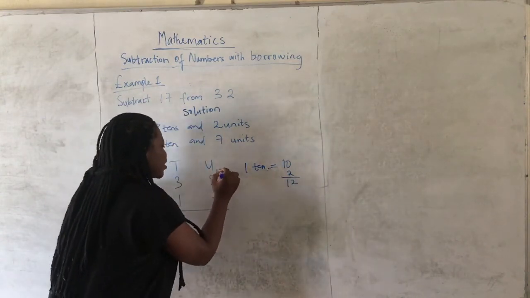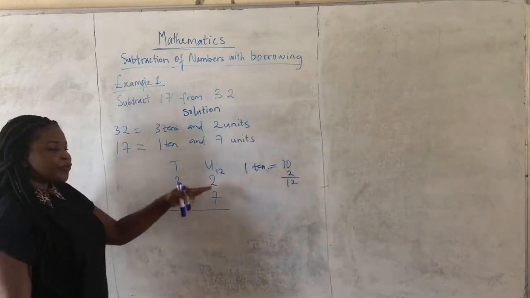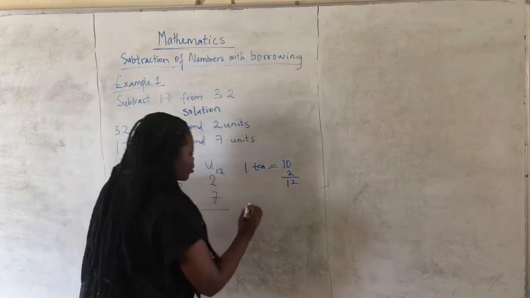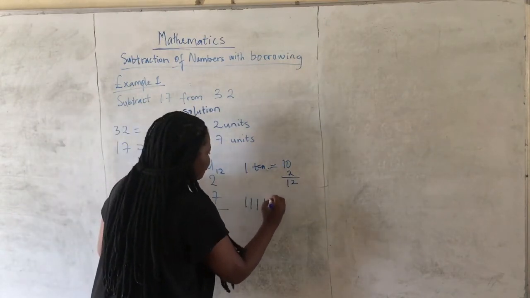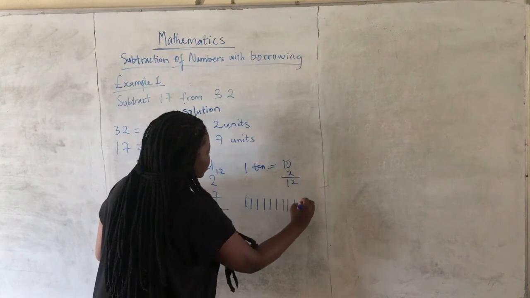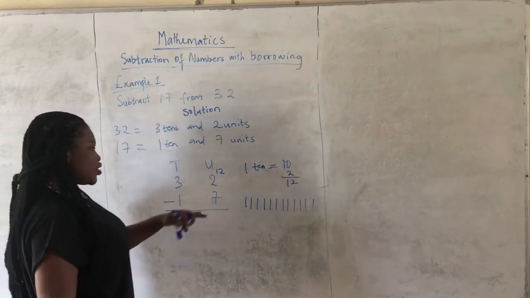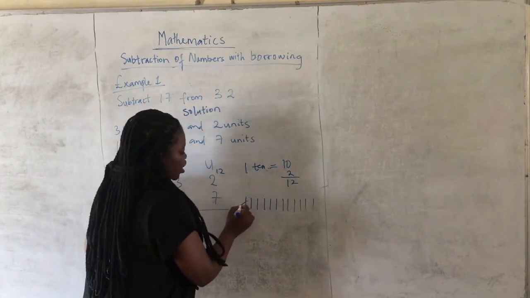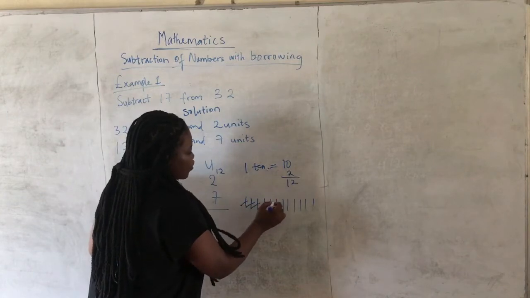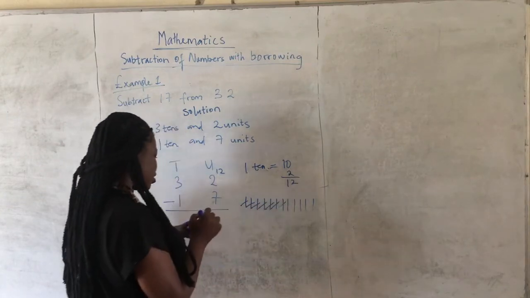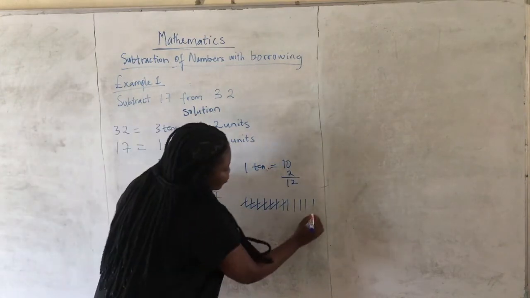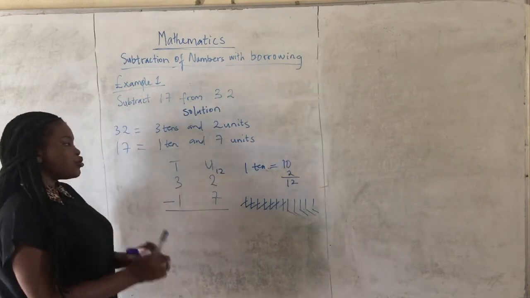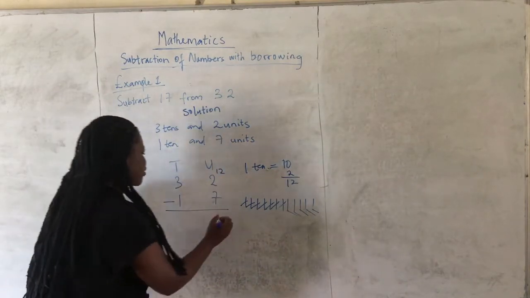So we have 12 here. Now we can remove 7 from 12. Let's count: 1, 2, 3, 4, 5, 6, 7, 8, 9, 10, 11, and 12. You have to remove 7 from 12. So 1, 2, 3, 4, 5, 6, and 7. What do we have left? We have 1, 2, 3, 4, and 5. So 12 minus 7 is 5.